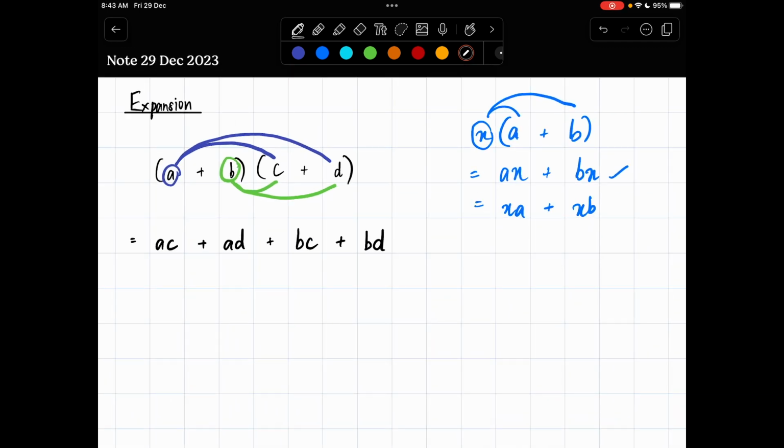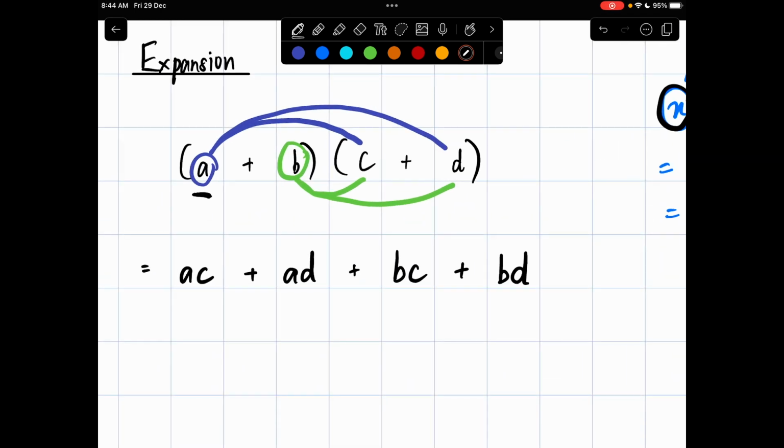The concept remains exactly the same for both of the cases, where you take the number, or in this case the term outside the bracket, and then you multiply it one by one with all the terms inside the bracket. In the case that we have two, do it one by one. That's it.